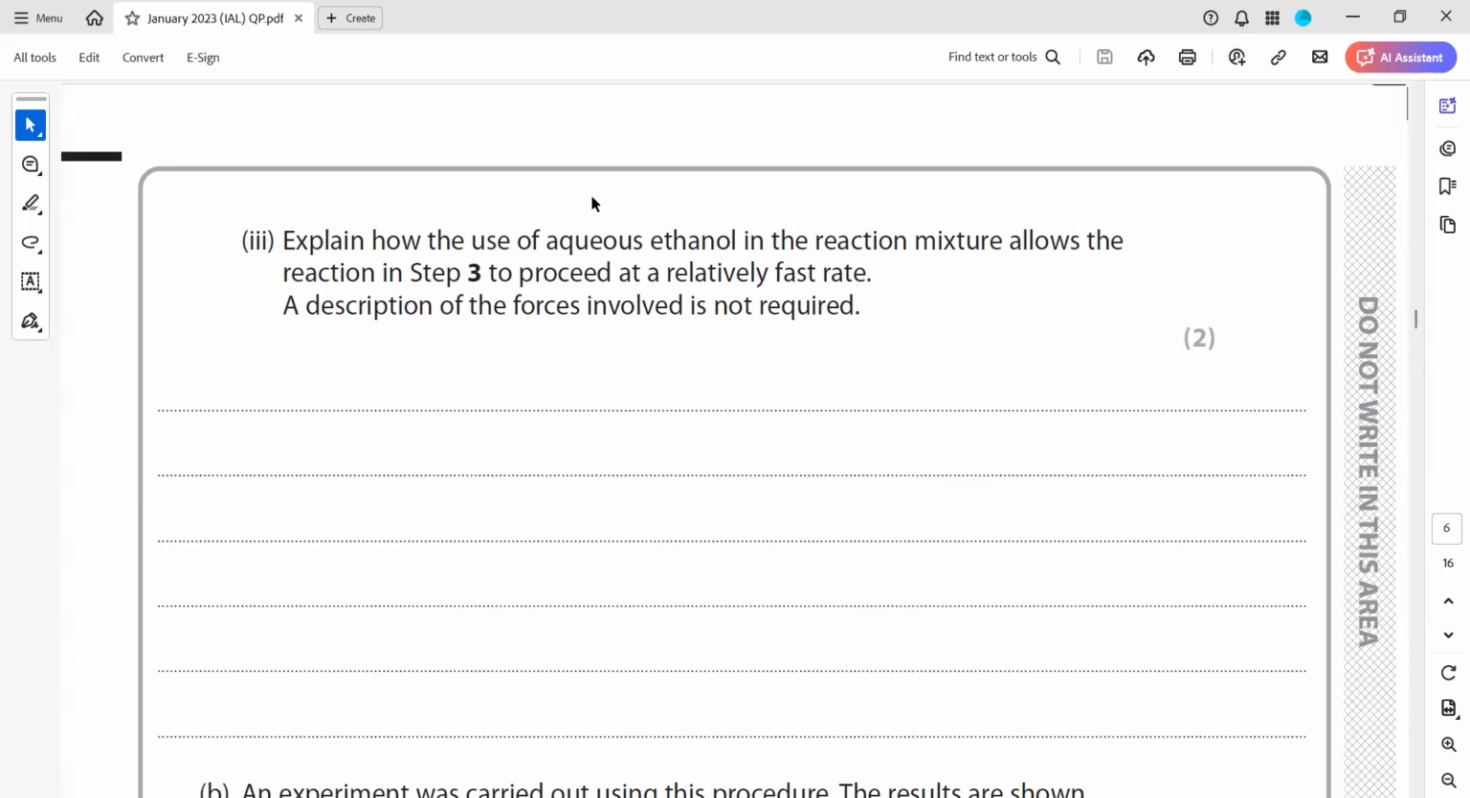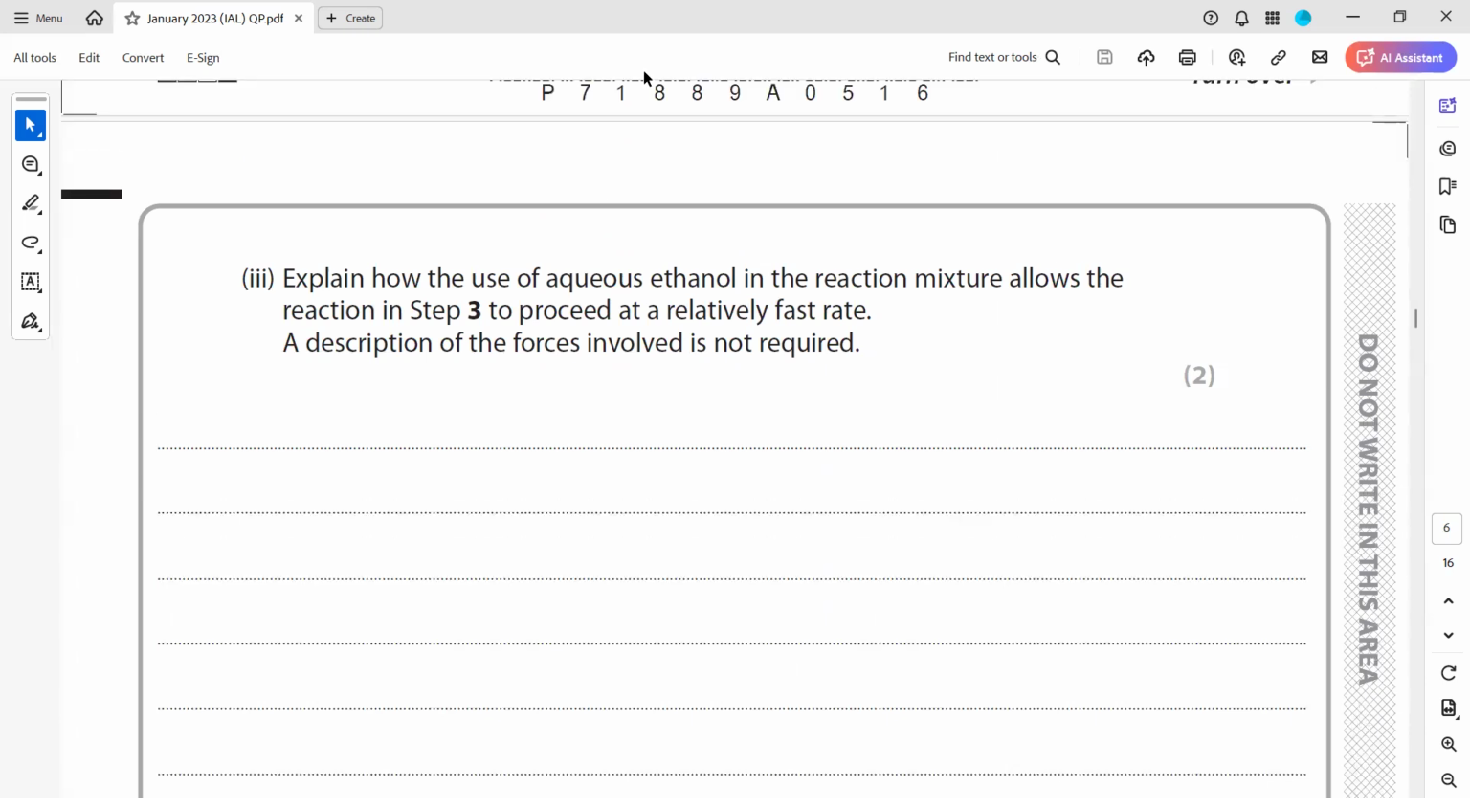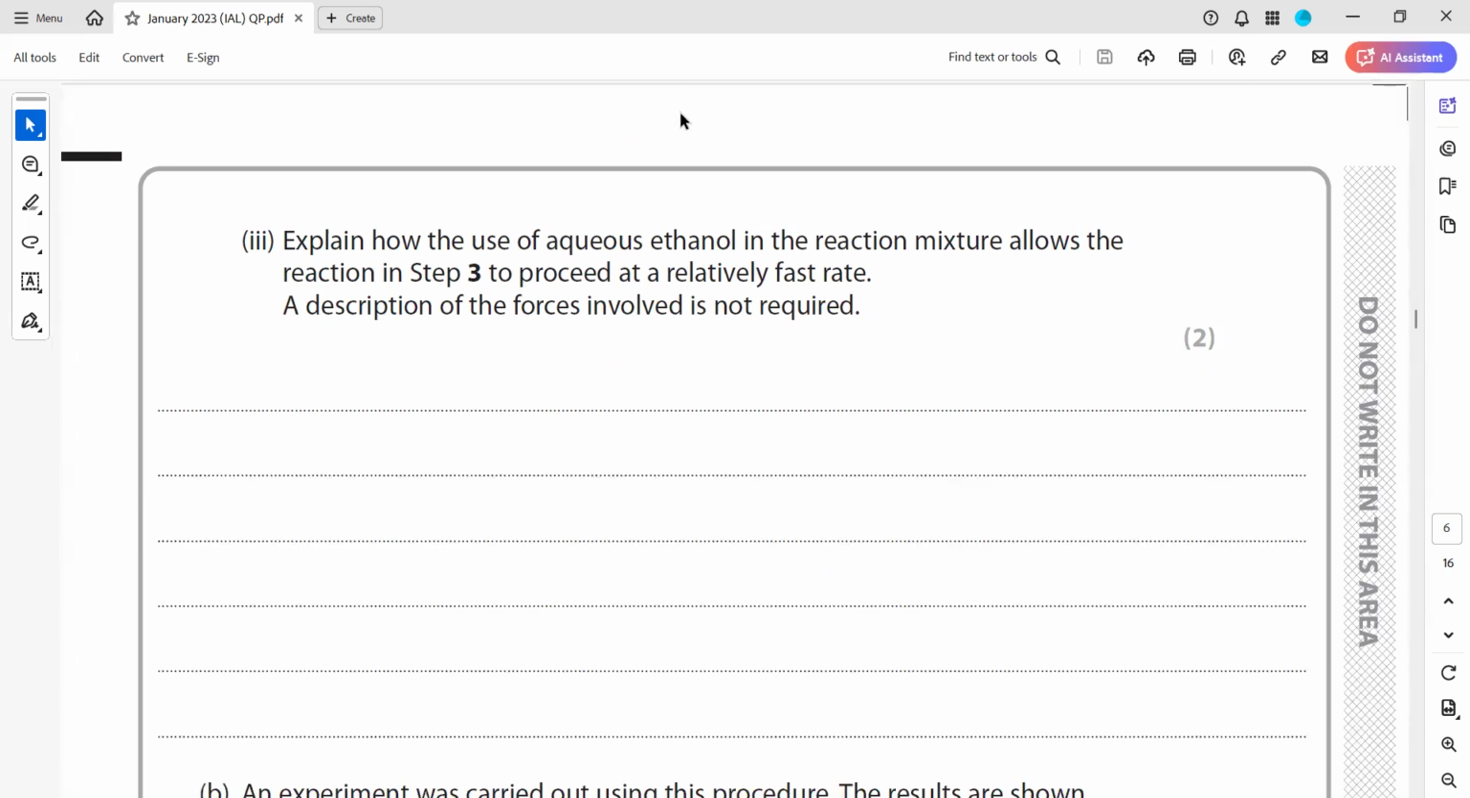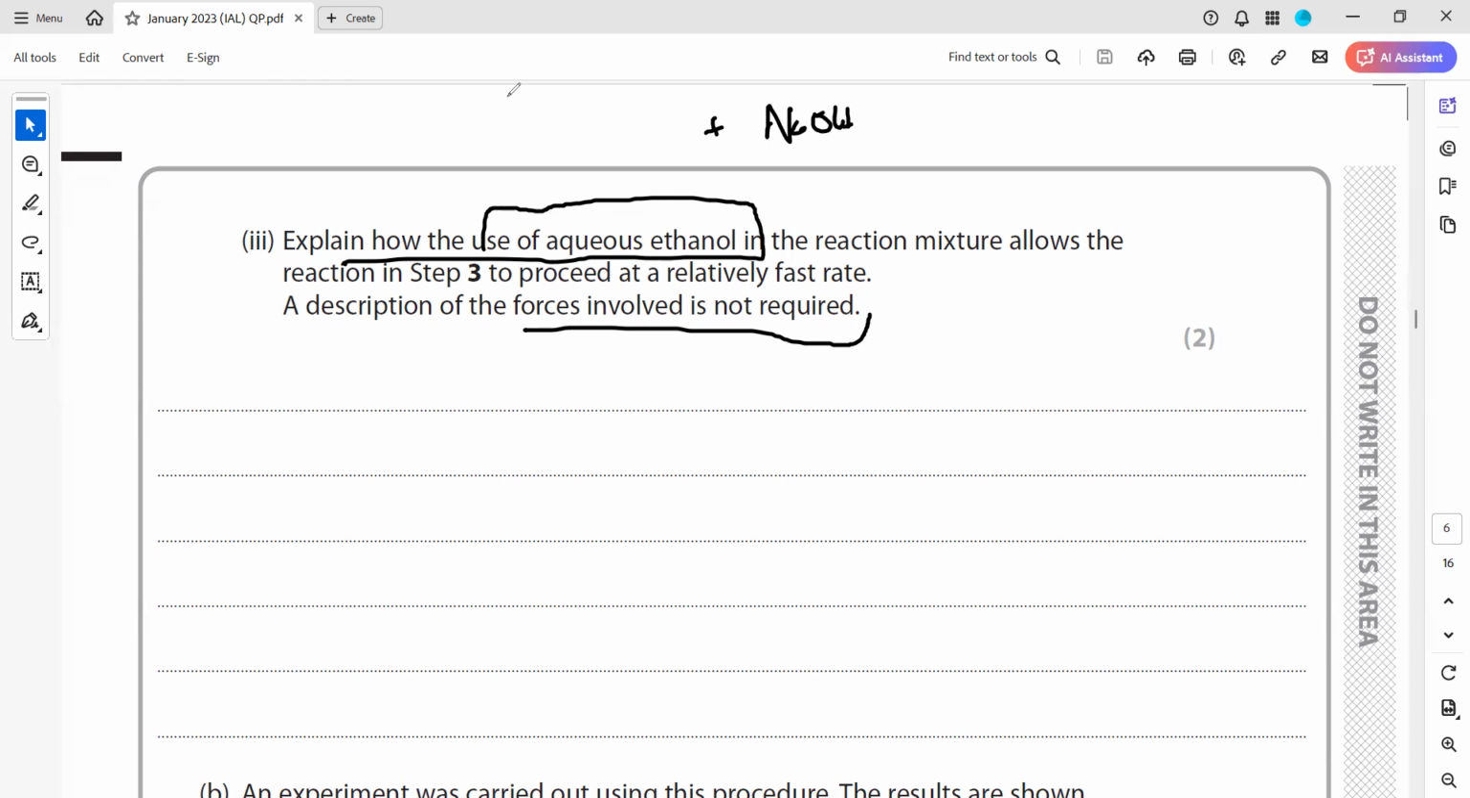Next is explain the use of aqueous ethanol in the mixture. Allow the reaction in step 3 to proceed at a relatively faster rate. A description of forces is not required. Look, we just discussed what the purpose of ethanol is. Ethanol is a co-solvent. Co-solvent means it can dissolve both, because the main reaction is between the halogenoalkane and the sodium hydroxide.